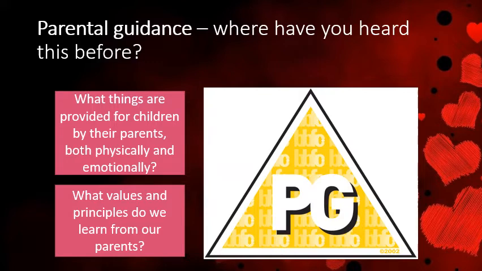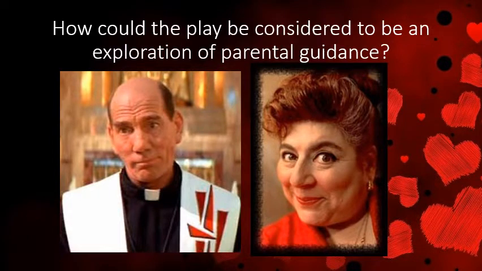They help to give you a sense of belonging and a sense of love and support. But equally, some of the principles that we learn from our parents are often to do with morals, right and wrong, evaluating risk and things like that. Now, in Romeo and Juliet, you could argue that the play is an exploration of parental guidance, because that parental guidance is largely absent for Romeo and Juliet.